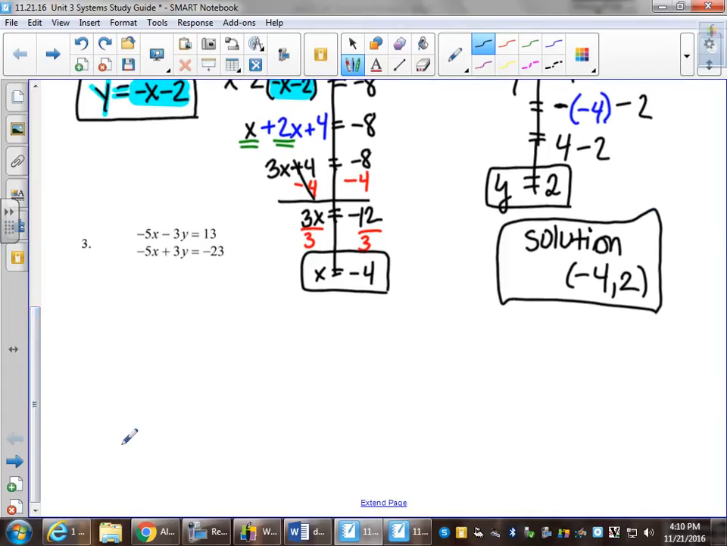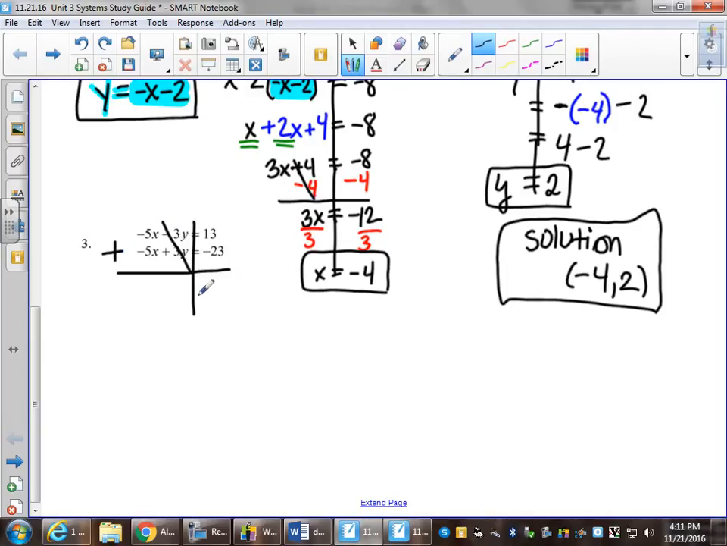Number 3. Number 3 I recognize as being in standard form, meaning ax plus by equals c. So the very first thing I want to look for is inverses, meaning they're the exact same values, just opposites. Negative 5x and a negative 5x are not inverses because they're both negative. It's nice that I have the 5s, but they're both negative. But I look at the 3y's. I have a negative 3y and a positive 3y, so I do have inverses. No work needed. Let's combine and see what happens.